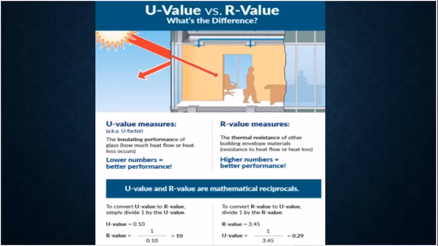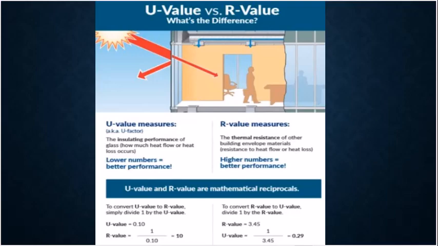U-value vs. R-value. What they measure. U-value measures the insulating performance of glass. Lower U-values indicate better insulation, less heat loss. R-value measures the thermal resistance of other building materials. Higher R-values indicate better insulation, more resistance to heat flow.